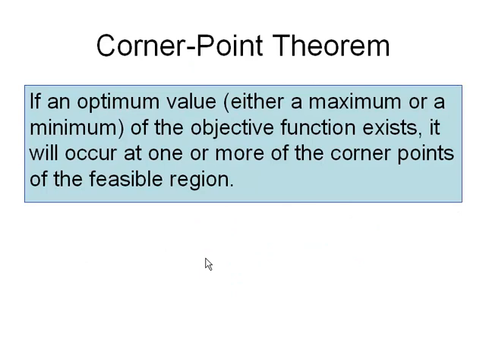What this leads me to is the corner point theorem. And the corner point theorem says that if an optimum value, either a maximum or a minimum, of the objective function exists, it will occur at one or more of the corner points of the feasible region.